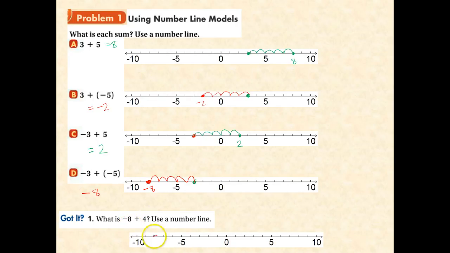Alright, negative 8 starts right here. This is negative 1, 2, 3, 4, 5, 6, 7, 8. And then plus 4 means 4 to the right. So 1, 2, 3, 4. Here I am at negative 4. So negative 8 plus 4 equals negative 4.